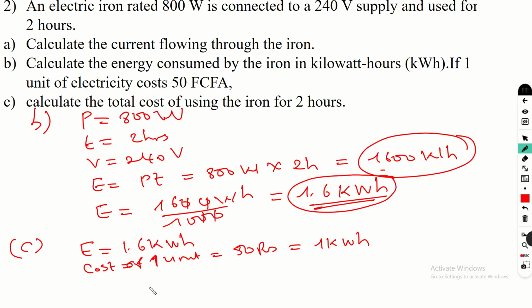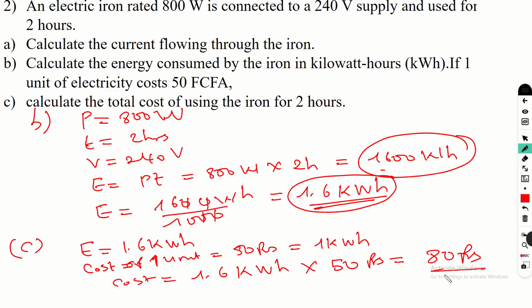Now, great. So if 1 kilowatt hour equals 50 francs, then our total cost will be equal to 1.6 kilowatt hour times 50 francs, which will give you 80 francs. I think this is great. Good. I think you had it correct. Now we'll keep solving more.